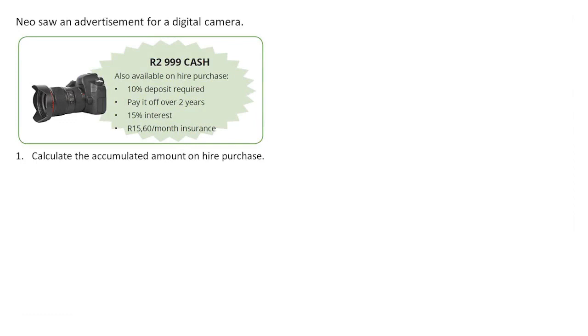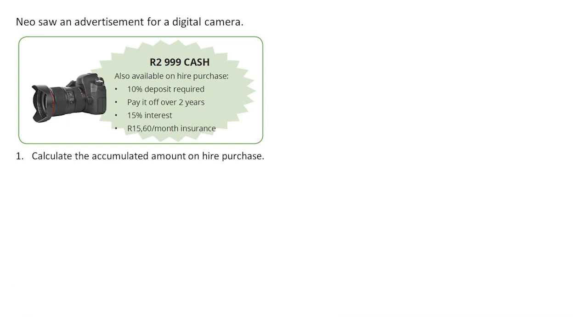Let us look at the following problem. Neo saw an advertisement for a digital camera. The camera was available for 2,999 Rand for cash. The camera was also available on hire purchase. If the camera were to be bought on hire purchase, a 10% deposit would be required. It would be paid off over a period of 2 years. 15% interest would be charged, and a monthly insurance of 15 Rand and 60 cents would be required.